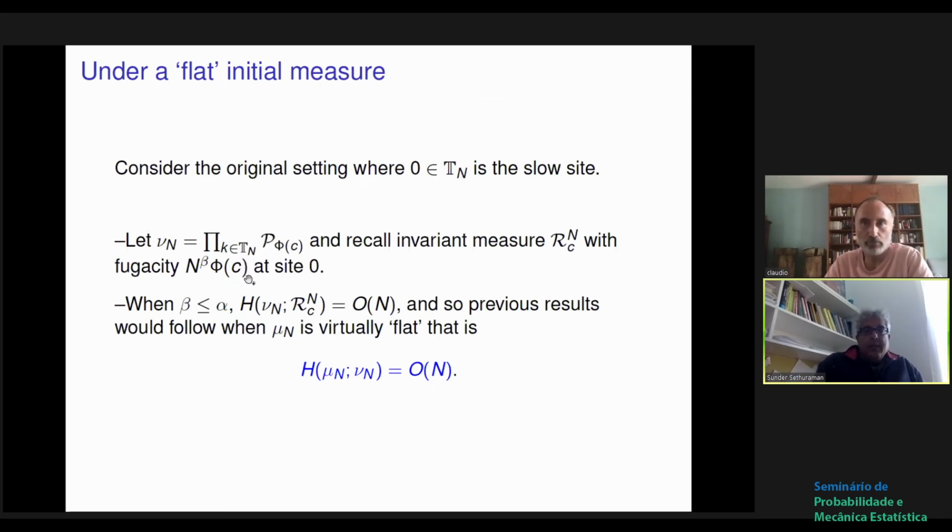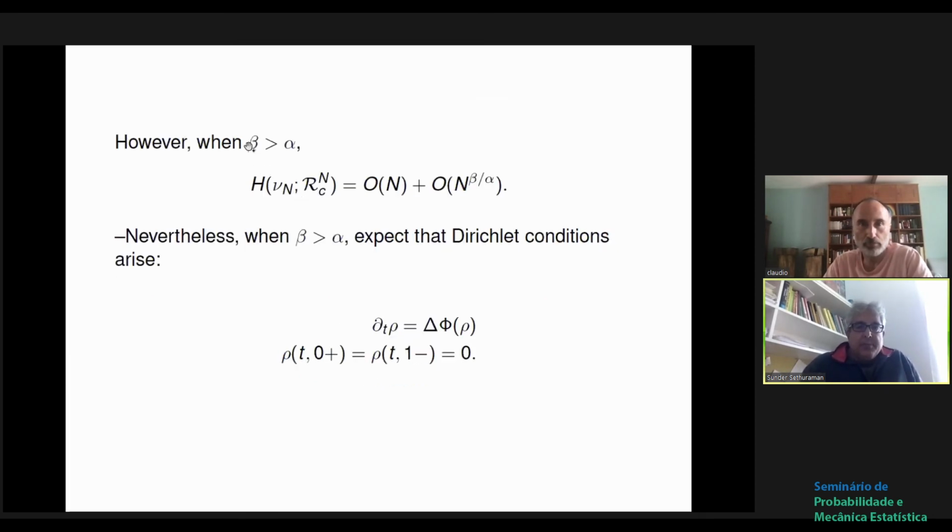Okay, and if we start with something, so if beta is less than alpha, this is actually order n, and so the previous results will hold. But if beta is bigger than alpha, that's the sort of interesting case. Then this flat measure with respect to the invariant measure for the dynamics with, let's say, one slow side is going to be n to the beta divided by alpha. So it's superlinear in n.